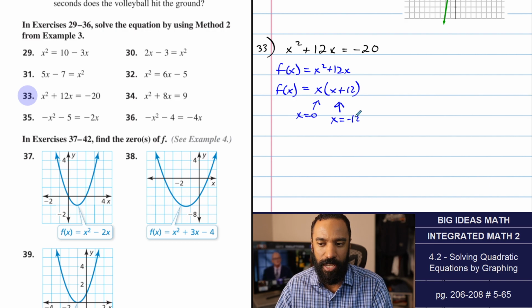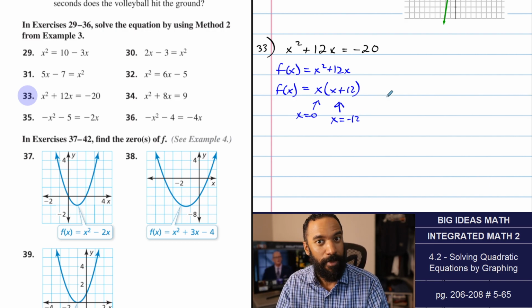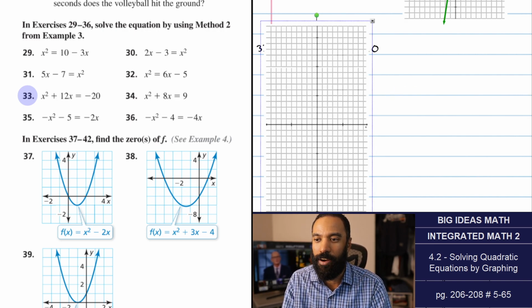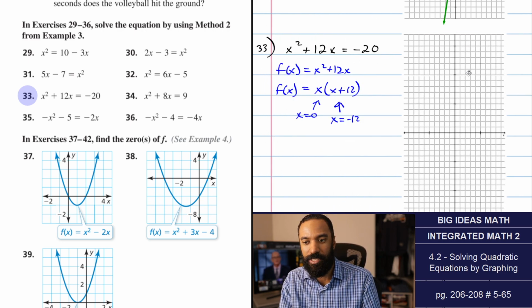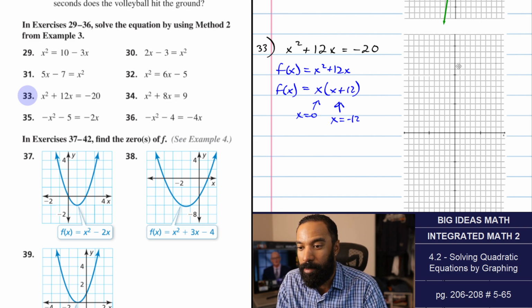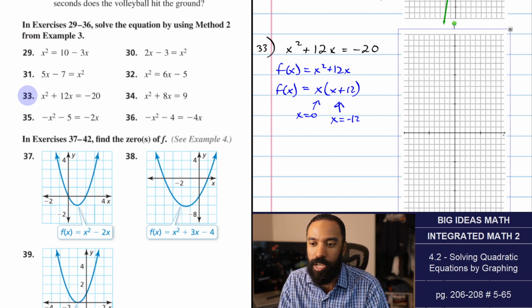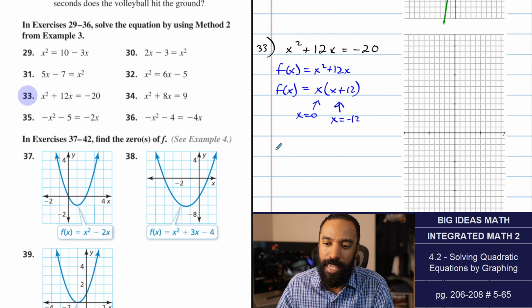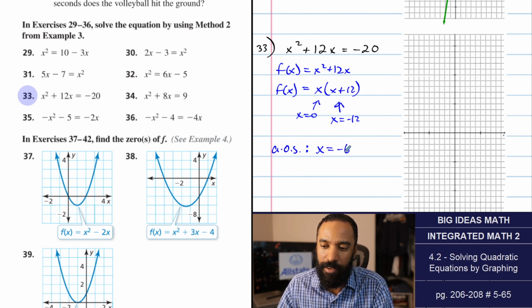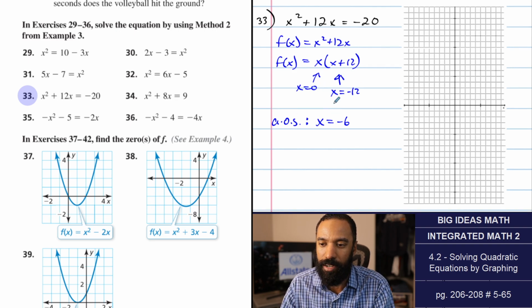Now the problem here is that negative 12 is off my graph set. So if I were to graph this guy, and this isn't the whole graph, right? This doesn't give me my vertex and stuff. Boy, guys, I'm going to have to change some scales here. Let's keep going. The axis of symmetry, before I graph it, is x equals negative 6, halfway in between 0 and negative 12.